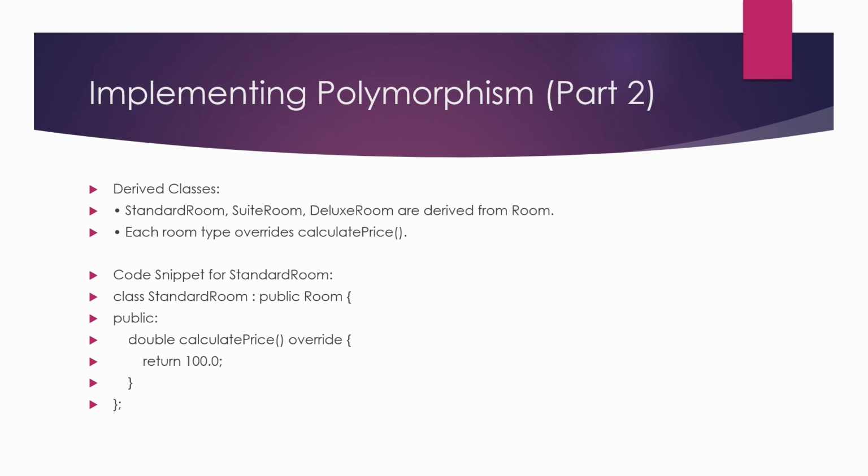In this slide, we have derived classes for different room types. Each class inherits from the base room class and overrides the calculate price method to provide its own pricing logic. This allows us to calculate the price dynamically based on the type of room selected by the customer.